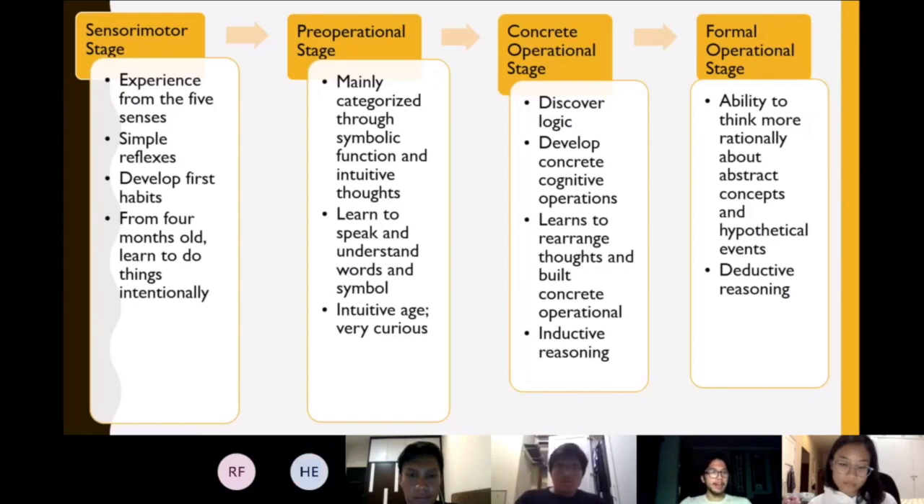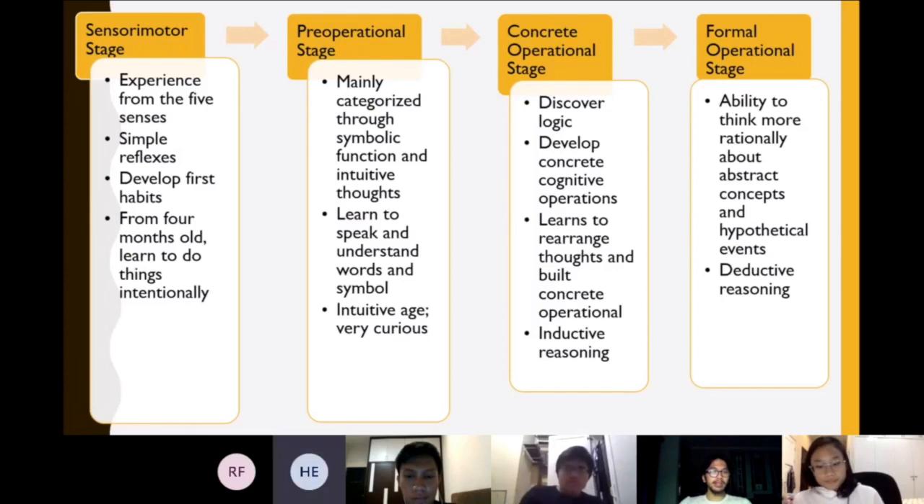For the third one, the concrete operational stage. At this stage, we finally discover logic and we develop concrete cognitive operations, such as sorting objects in a certain order. One example of this is inductive reasoning. We now get the concept of conservation.